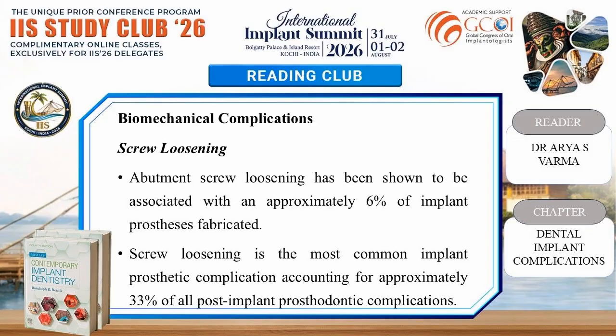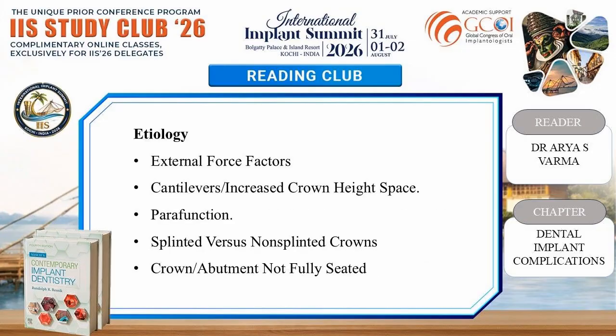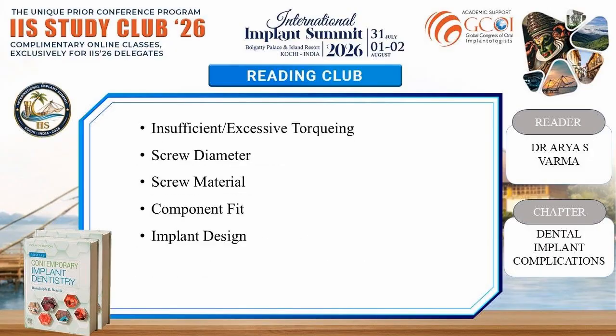Biomechanical complications. Screw loosening. Abutment screw loosening has been shown to be associated with approximately 6% of implant prostheses fabricated. Screw loosening is the most common implant prosthetic complication, accounting for approximately 33% of all post-implant prosthodontic complications. Etiology: external force factors, cantilevers or increased crown height space, parafunction, splinted versus non-splinted crowns, crown or abutment not fully seated, insufficient or excessive torquing, screw diameter, screw material, component fit, implant design.